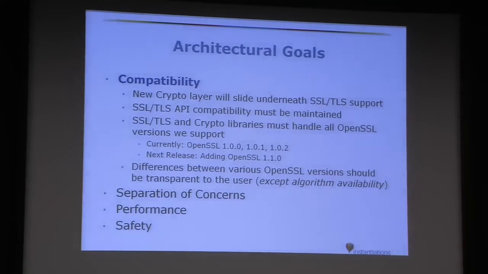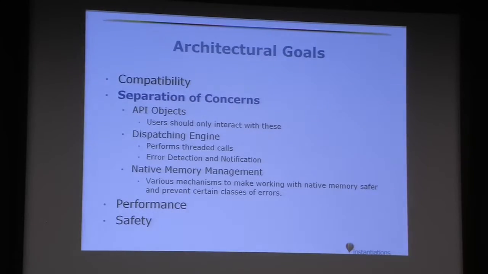Just some architectural goals, to touch on compatibility: introducing the new crypto layer. This was slid underneath the existing SSL TLS layer, so there was a lot of compatibility that had to be handled there to make sure we weren't breaking our customers. And so we've added, like I said, support for 1.1. However, the differences between all these versions should now be largely transparent, except for algorithms. Obviously, if you use new algorithms, we don't backport those to previous versions.